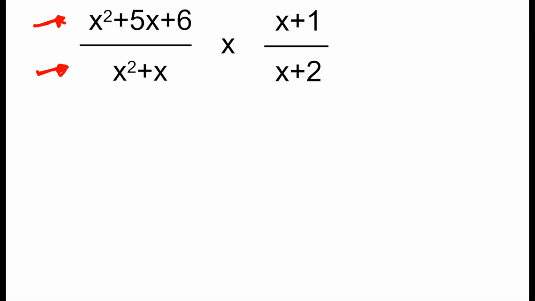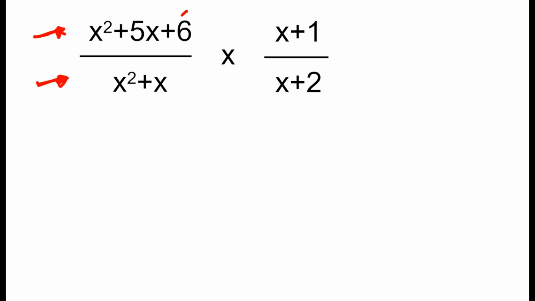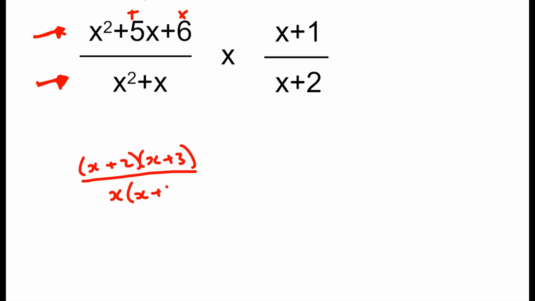So we're looking for a pair of numbers that multiplies together to give me 6, but adds together to give me 5. So that is going to be x plus 2 and x plus 3. And on the bottom, this one actually factorizes into a single bracket. We're going with x bracket x plus 1. Now, hopefully, you'll be able to see what's going to happen here.